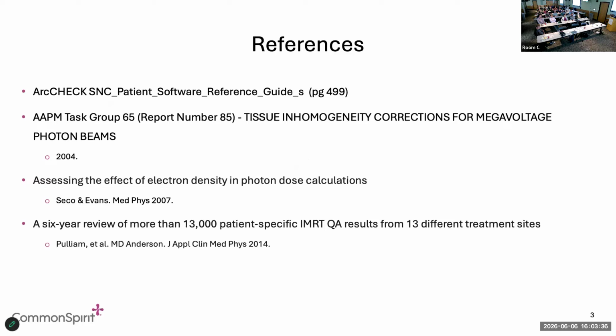Some references: the SNC Patient Software Guide, TG65, and assessing the effective electron density in photon calculations. And then a paper I like to think about sometimes whenever I'm doing IMRT QA is an MD Anderson paper published back in 2014, with 13,000 patients, where they QA'd the patients 5 times, 3 times with QA devices and 2 times with film, and how sometimes it passes, sometimes it doesn't.